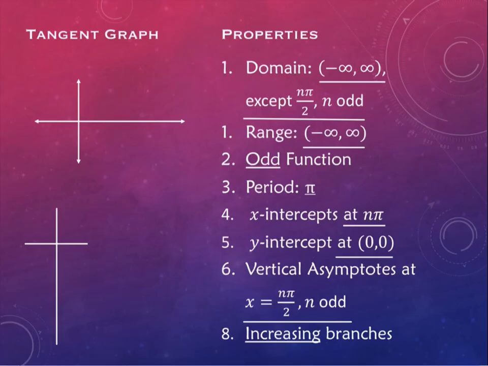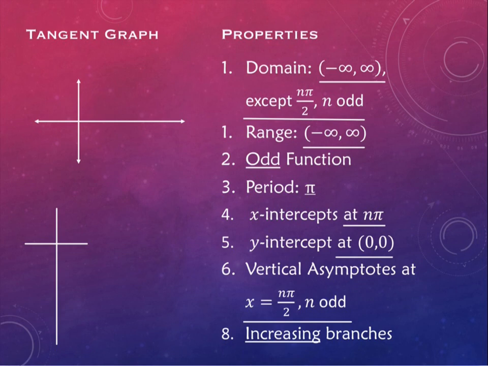So the tangents and the cotangents have some properties. These are much like the properties we saw listed when we did the others last time. So our domain is negative infinity to infinity, except for n pi over 2, where n is odd. We'll talk about what happens there in a little bit. The range, that's the y values, are from negative infinity to infinity. It is an odd function, which we've looked at before.